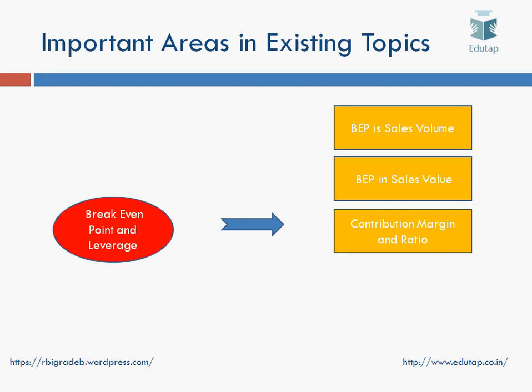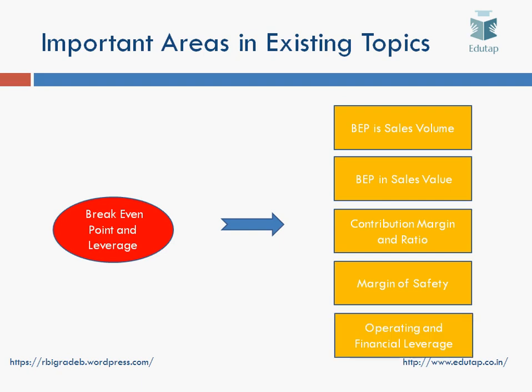Then contribution margin and ratio. Contribution margin is nothing but the difference between selling price and the variable cost. Margin of safety is the volume which you are selling above the break-even point. So if the break-even point says that one has to sell 500 shoes to make neither a profit nor a loss, and you are selling 600, then you have a margin of safety of 600 minus 500, which is 100.